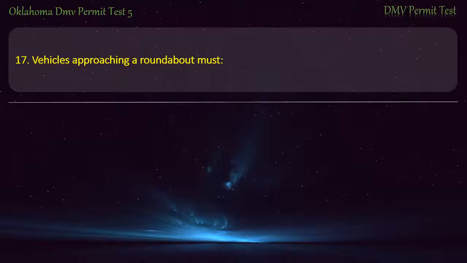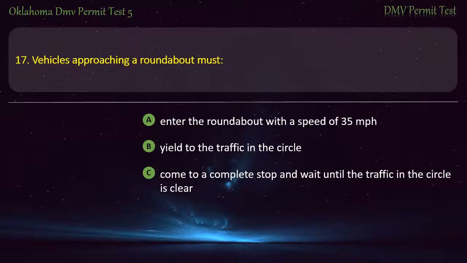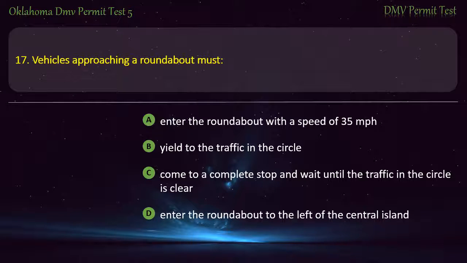Question 17. Vehicles approaching a roundabout must: enter the roundabout with a speed of 35 miles per hour; yield to the traffic in the circle; come to a complete stop and wait until the traffic in the circle is clear; enter the roundabout to the left of the central island. Answer. Yield to the traffic in the circle.